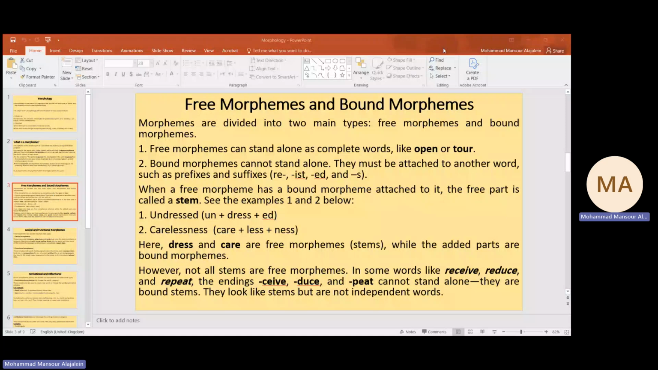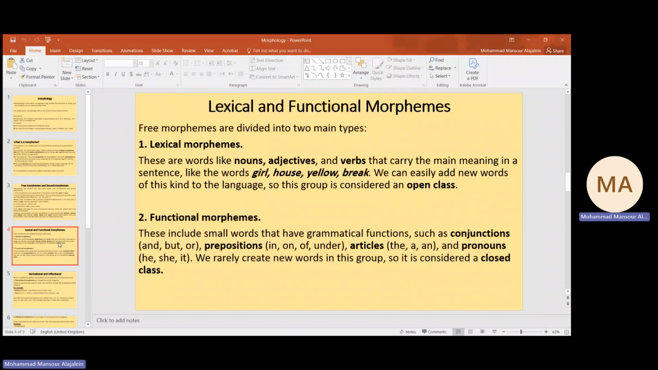Okay, let's discuss the difference between lexical and functional morphemes. Again, we can talk about morphemes in another way. We have lexical morphemes, like the free morphemes, the words that have meaning, like nouns, adjectives, and verbs. Like when we say girl, house, yellow, break, open, close, play. These words still have meaning.